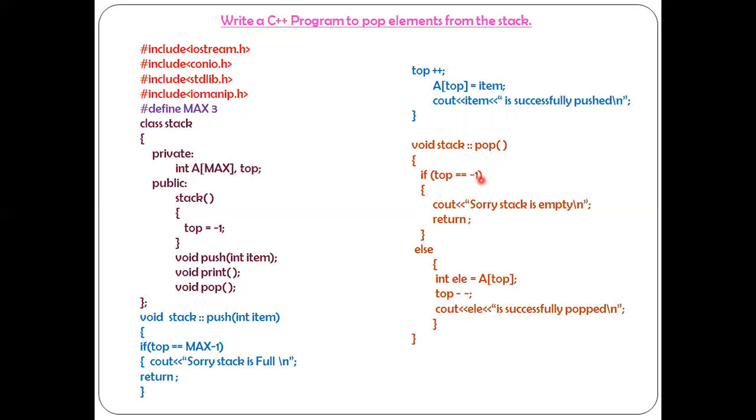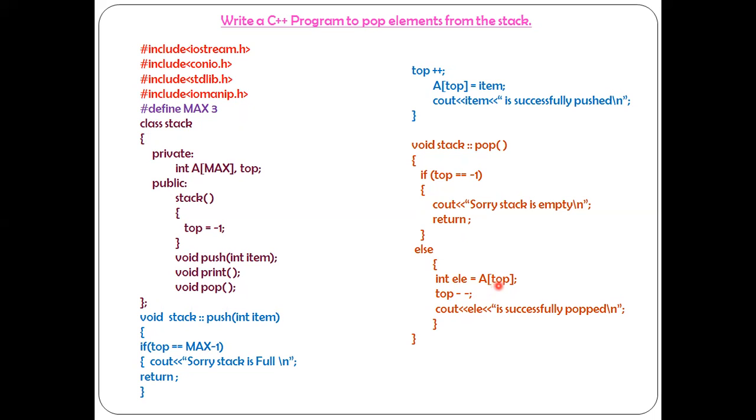So have a look at this open flower bracket. If top is equal to -1, what is the value of top? Top is 1. 1 is equal to -1? Condition false. Condition false means I'm going to execute the else part. Okay, so open flower bracket, int element is equal to a of top. A of top means a of 1.